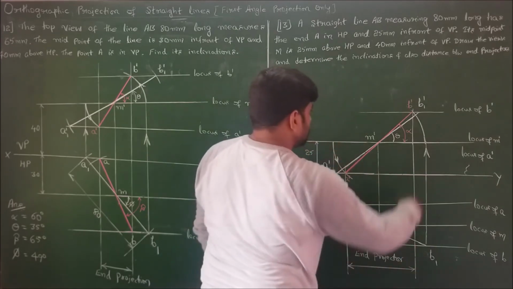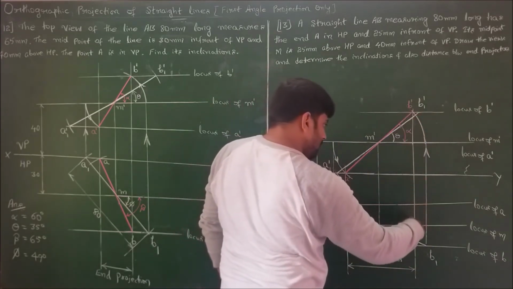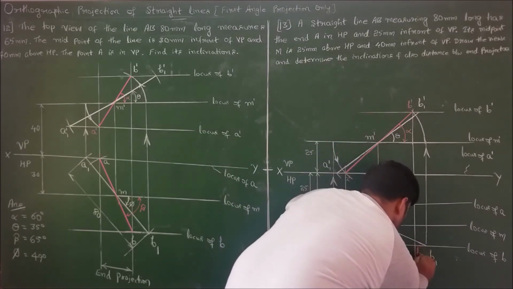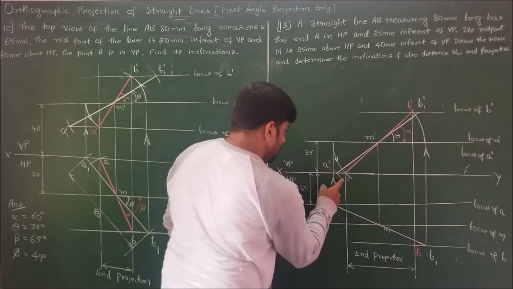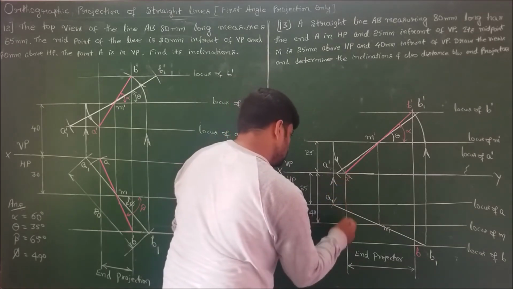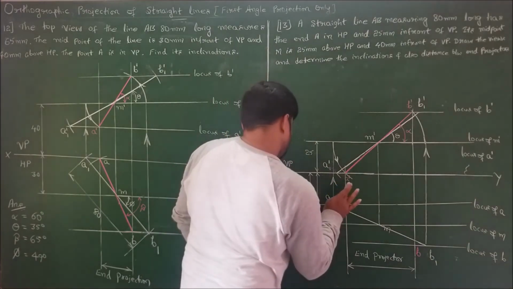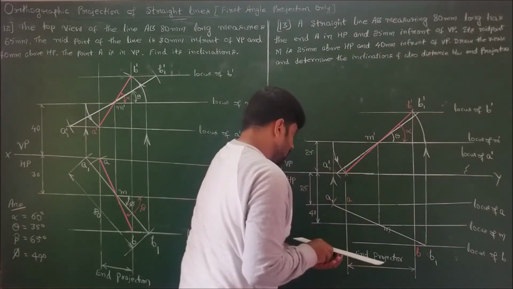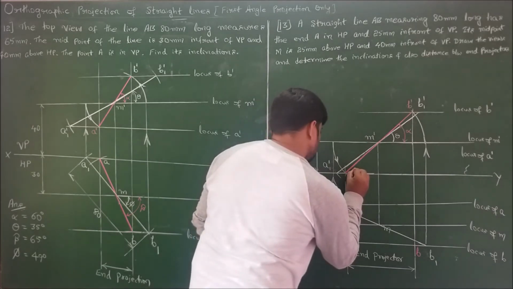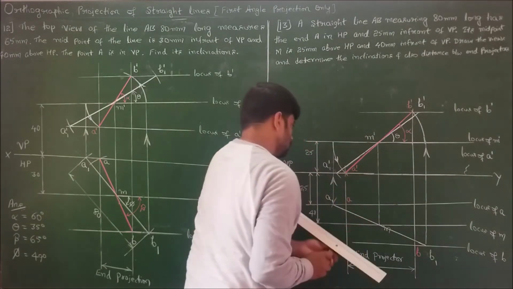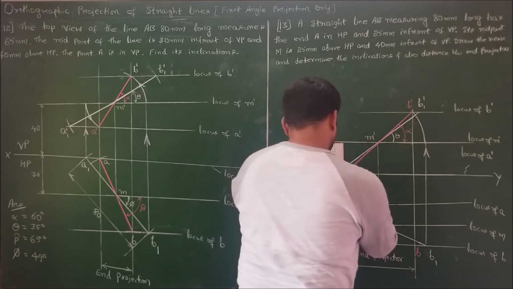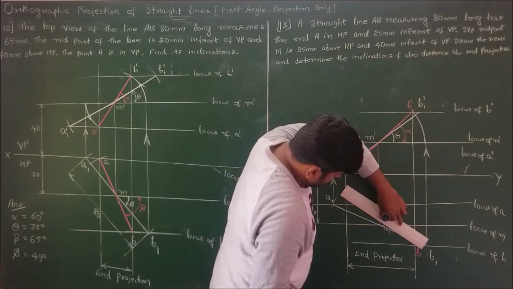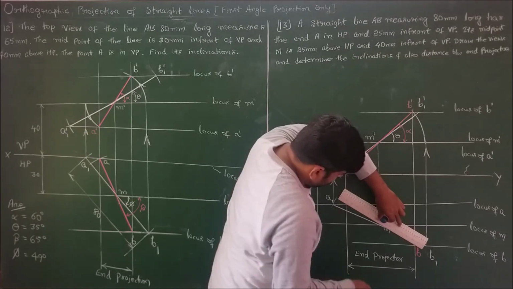Since I have used end projector, I have B dash here. So obviously this should be B. So here I have A dash and obviously this must be A. So I mark A dash in HP. You should not do that. So mark A dash in VP. So now join AB. If you join AB, it will exactly pass through the midpoint. You can see here.